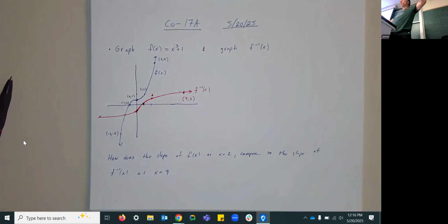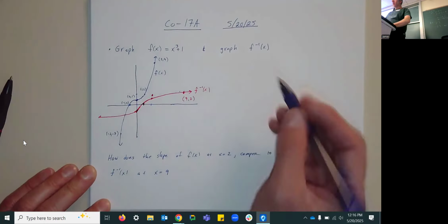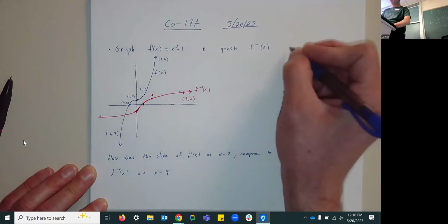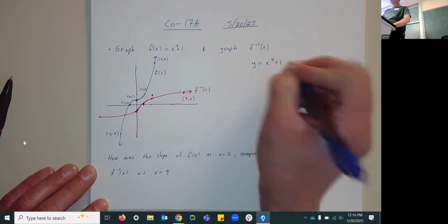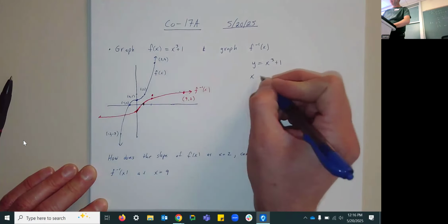Because when we talk about slope of a function or slope of the tangent line of a function, we really are just talking about the derivative. So let's go ahead and find f inverse. We can do the usual thing to find the inverse function. We're going to write y equal to x cubed plus 1. We're going to switch x and y.